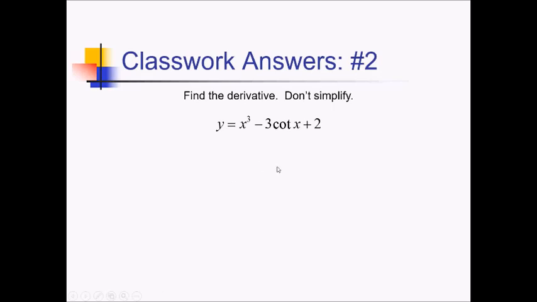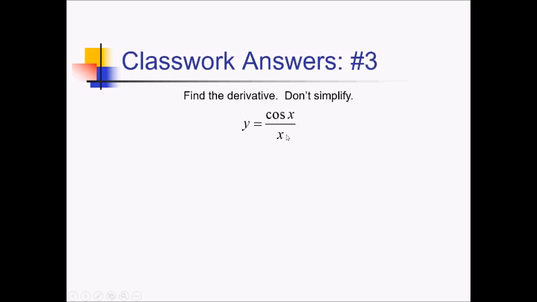To take the derivative of this function, we're just going to go from left to right, term by term. So derivative of x cubed is going to be 3x squared. For this next one, derivative of cotan by itself would be negative cosecant squared. With a negative 3 out in front, this becomes plus 3 cosecant squared of x. And derivative of 2 is just 0, so we're not going to write it.